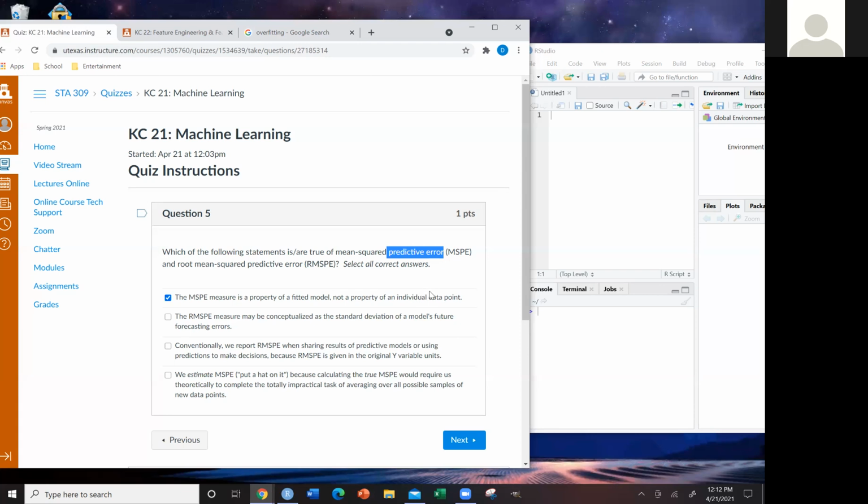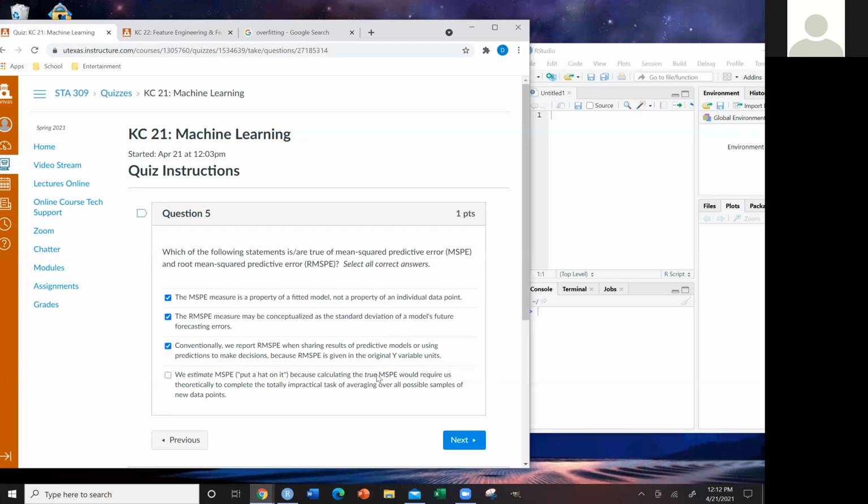The RMSPE measure may be conceptualized as a standard deviation of a model's future forecasting errors. Yes. We'll say yes, but I bet you that's straight from the slides. We'll go find it if we end up getting this wrong. Conventionally, we report the RMSPE when sharing results of predictive models because RMSPE is, yes, that is true. Or at least I think that we tend to do that.